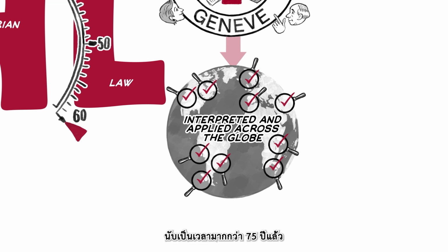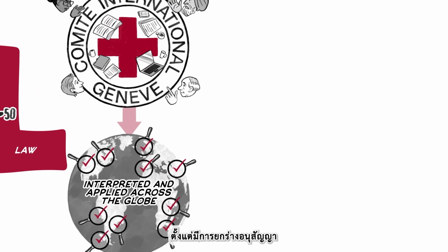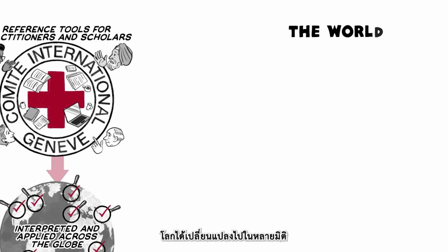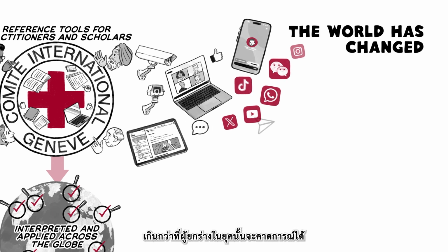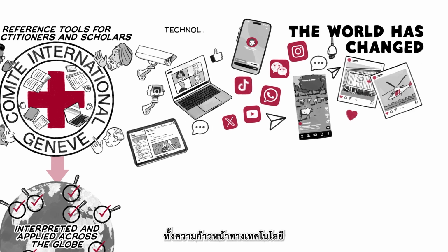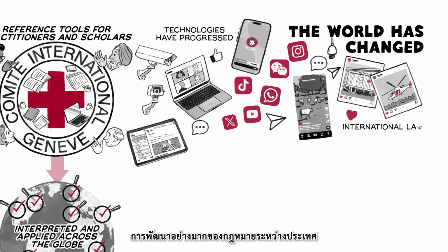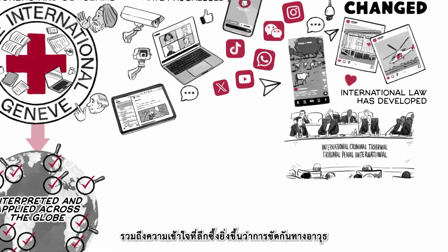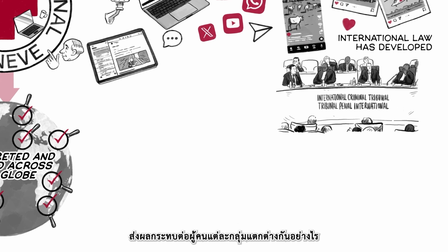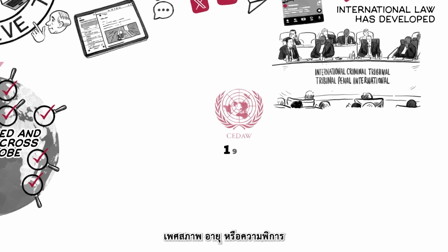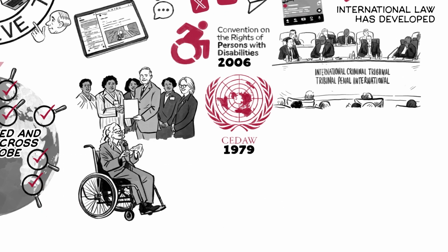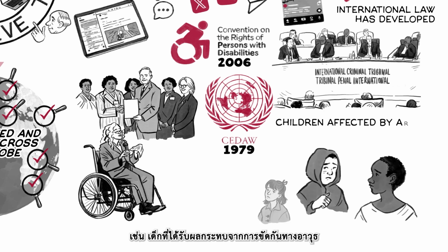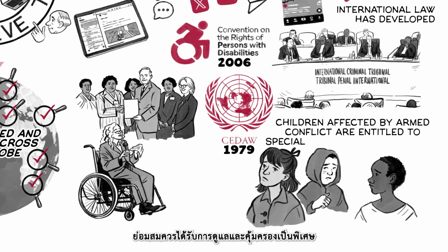More than 75 years have passed since the conventions were formulated. Since then, the world has changed in ways the original drafters could not have predicted. Technologies have progressed and international law has developed. We have a better understanding of how armed conflict affects groups or individuals differently, based on, for example, their gender, age, or disability. In particular, children affected by armed conflict are entitled to special respect and protection.